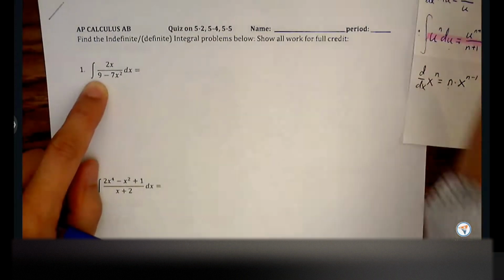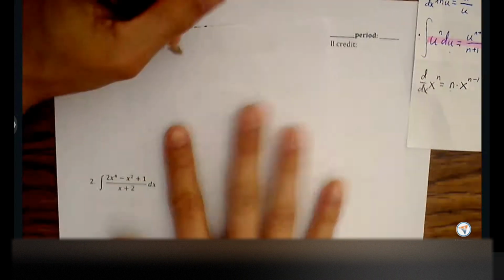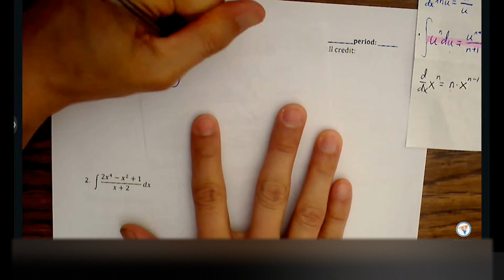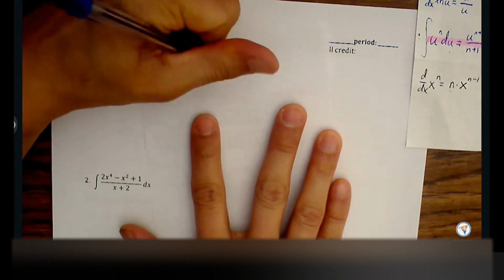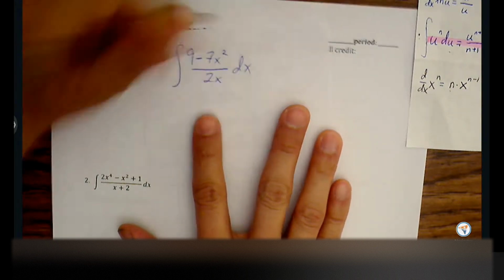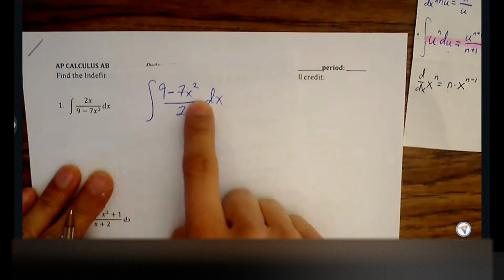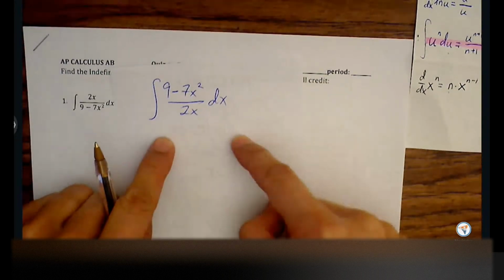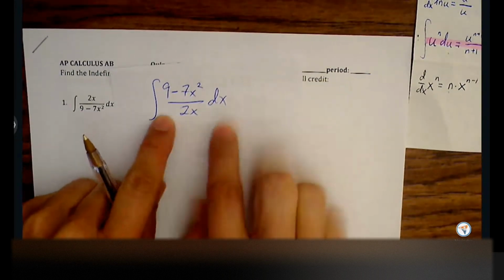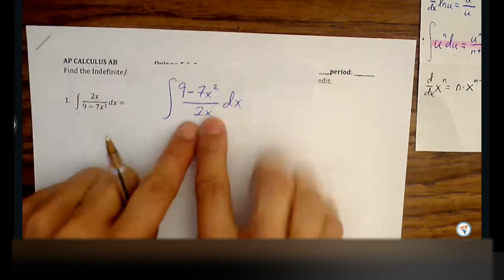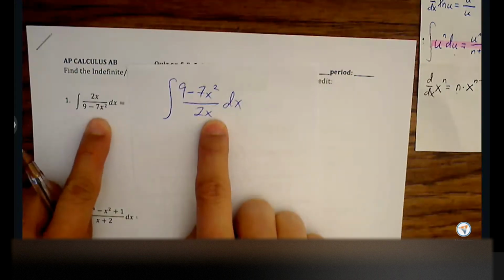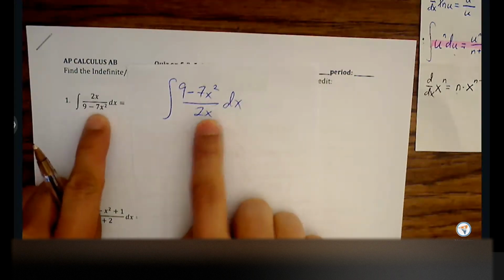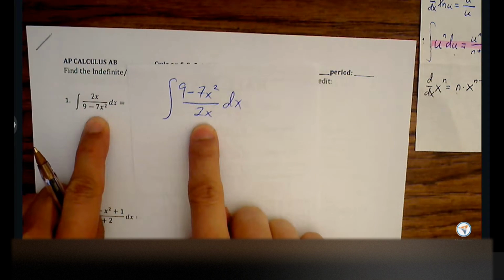A flip side would be something like this. If I had the integral of (9 minus 7x squared) over 2x, then we can separate each of the fractions and move forward, just relying on moving terms without doing anything more complex. But if we have more than one term in the denominator, then we're stuck. Okay, you guys see that distinction there?